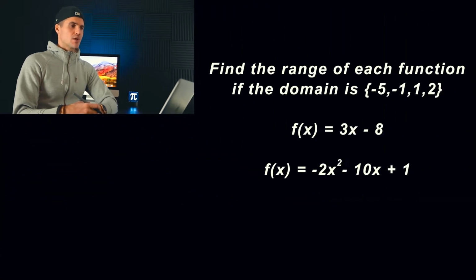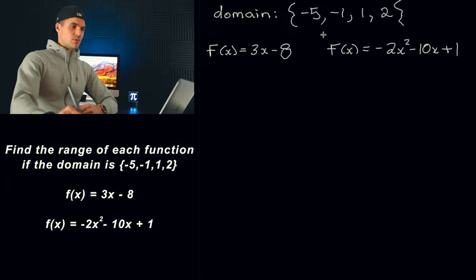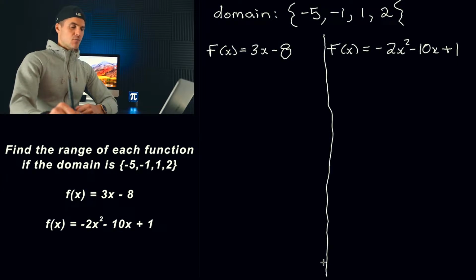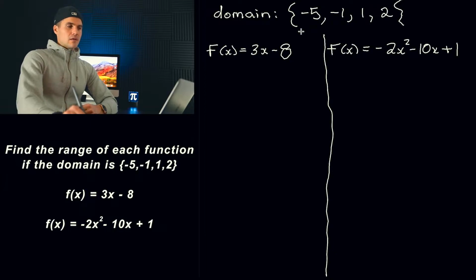Moving on to the next example, dealing with functions, domain, and range. So we're told that these two functions have a domain of -5, -1, 1, and 2. And then for both functions, we have to find the corresponding range. So let's split this up here first. Whenever you see a domain given in this format here, it basically represents just set points on this function here.